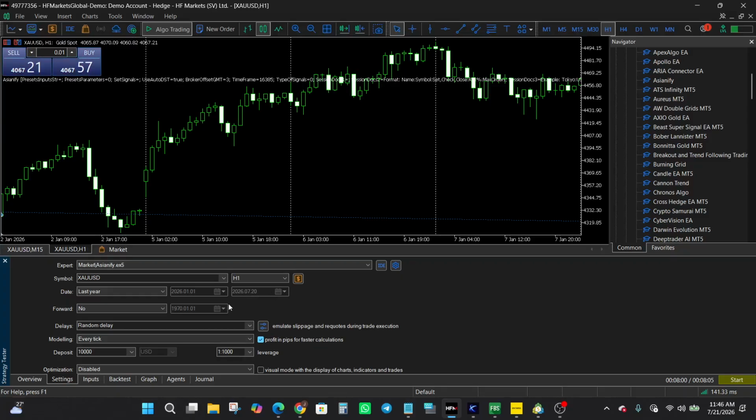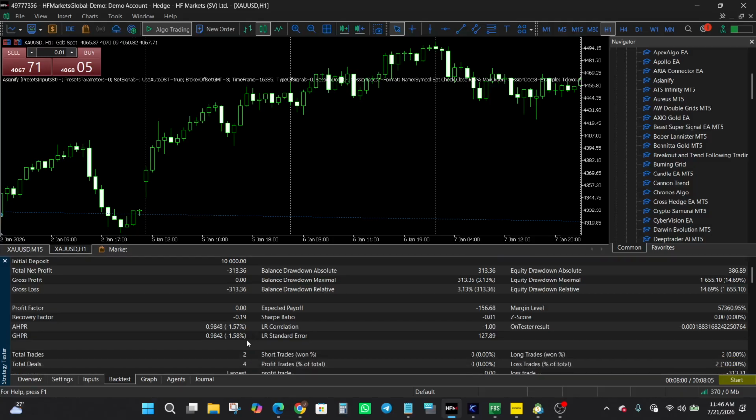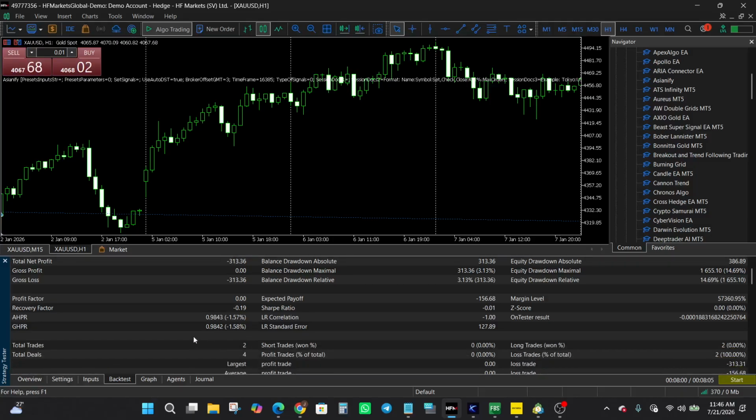So here is what I want to be completely transparent with you. Over that roughly 7 month stretch, the EA only completed 2 trades. As you can see here, the total trades were just 2. That is an extremely small sample, so take everything here as a limited early look and not a verdict.